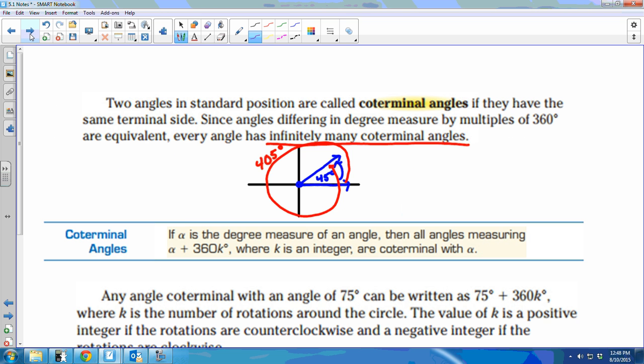All right. 2 angles in standard position are called coterminal. They have the same terminal side. So since angles differing in degree measure by multiples of 360 are equivalent, every angle has infinitely many coterminal angles. So in this picture I have drawn a 45-degree angle, but then if I go all the way around again, I have a 405-degree angle, right? And if I keep going around, I'm going to keep adding 360, and all of those angles look the same if you took the spiral off, right? So those are all coterminal.